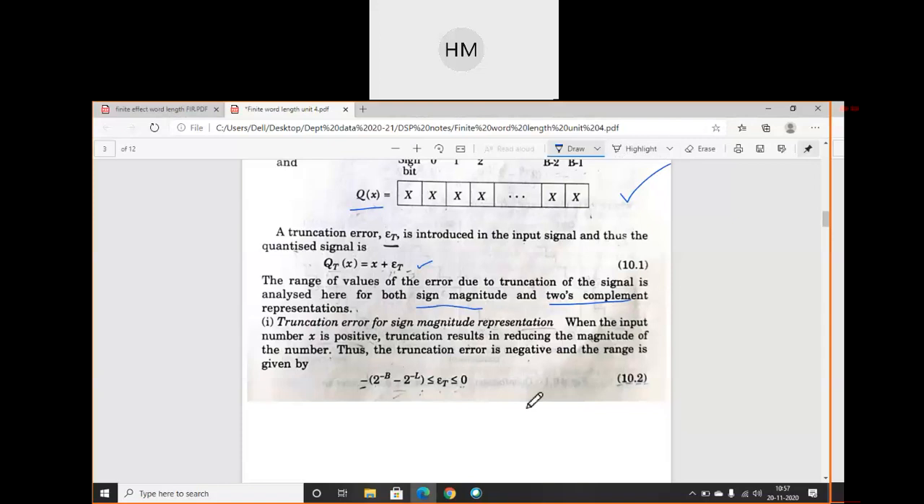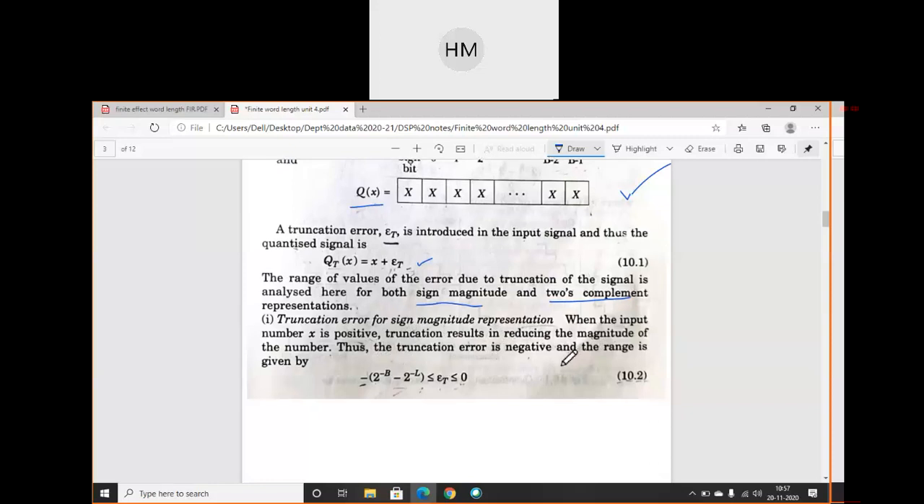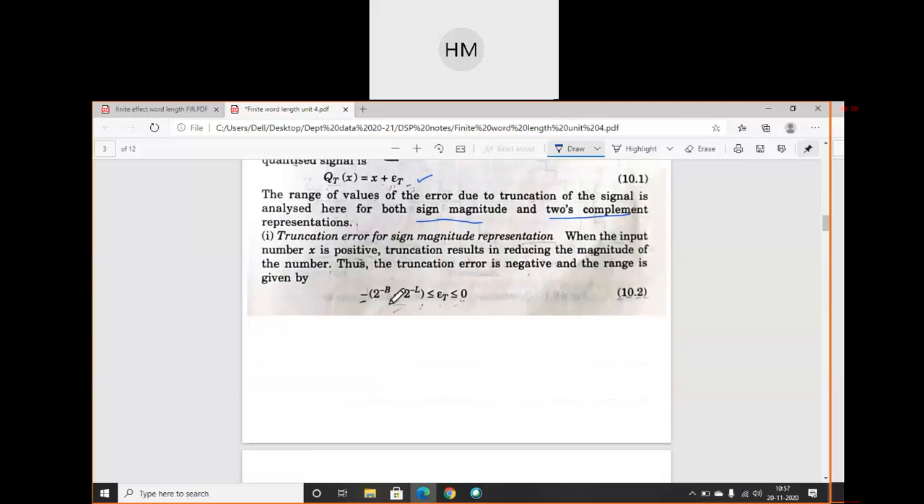Truncation error for sign magnitude representation. For sign magnitude representation, when the input number x is positive, truncation results in reducing the magnitude of the number. When the number is positive, the magnitude will decrease. Thus the truncation error is negative and the range is given by this: 2 to the power minus b minus 2 to the power minus l, which is less than 0. If it is sign magnitude form and the number is positive, the error is less than 0. Okay, this you have to write in your copy.